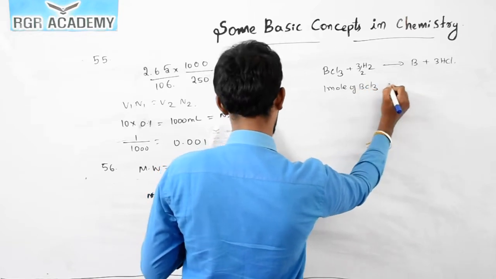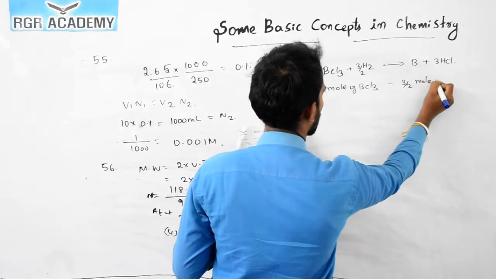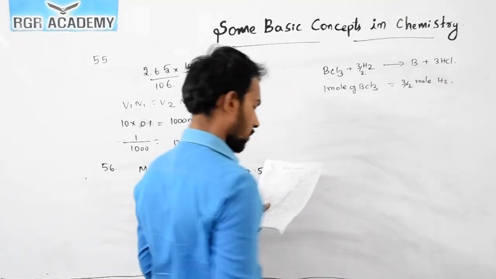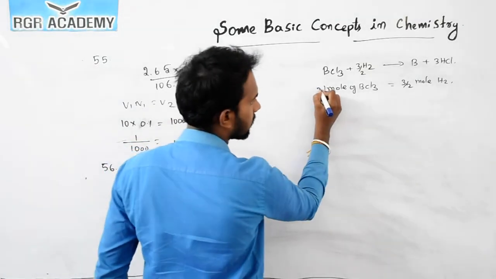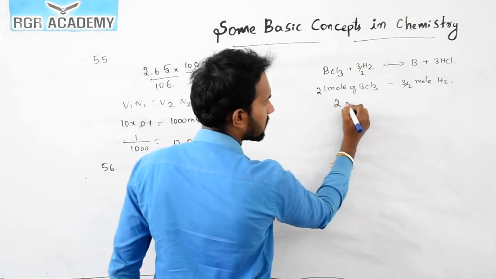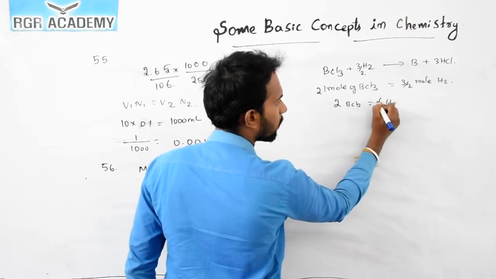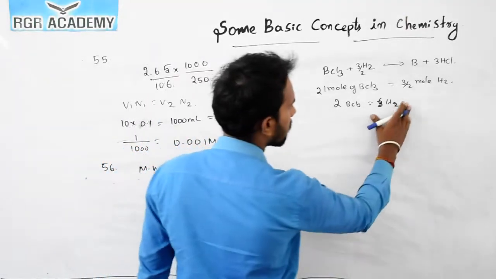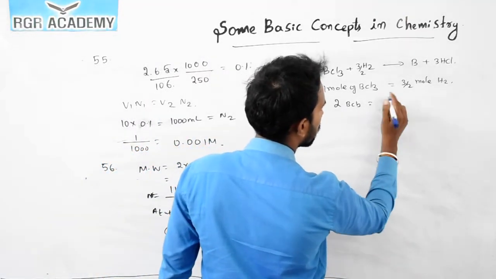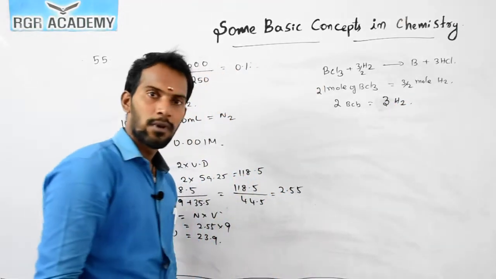1 mole of BCl3 is equal to 3/2 mole of H2. So 2 moles of BCl3 is equal to 3 moles of H2. Right? The value is 3 mole of H2.